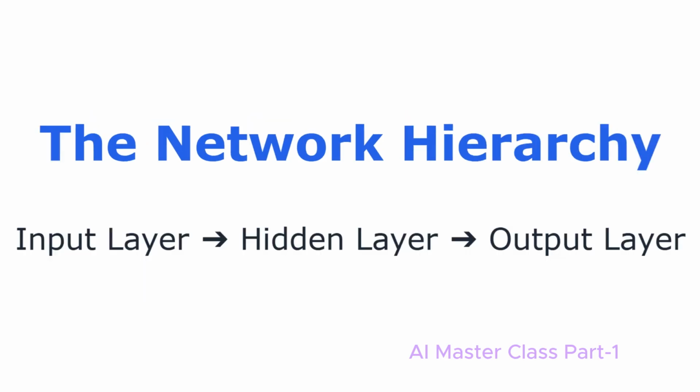First is the input layer. Through this, the input data enters the network. Then we have one or more hidden layers, which mainly process the information and pass it on to the next layer. In the end, we have the output layer, which contains the final output.